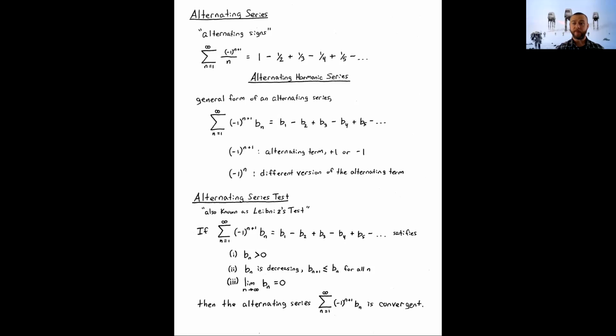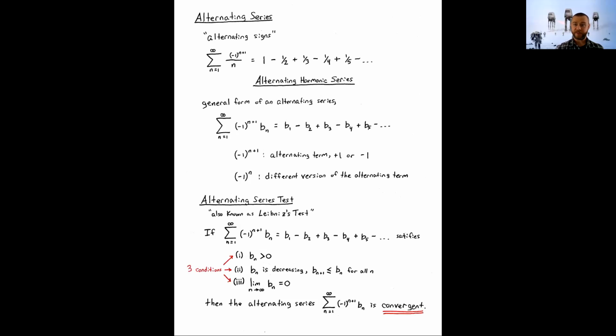Now, one thing I want to be clear on before we get to some examples is what this theorem or test says. It only tells you if the alternating series is convergent. It doesn't say anything about if the alternating series is divergent.